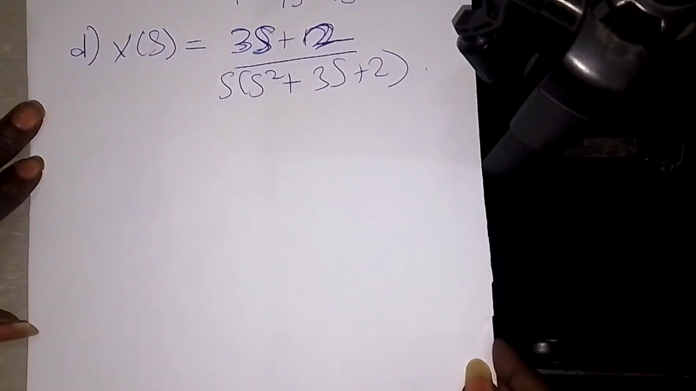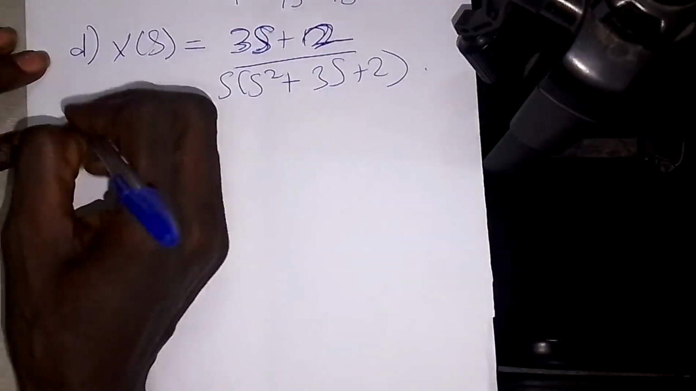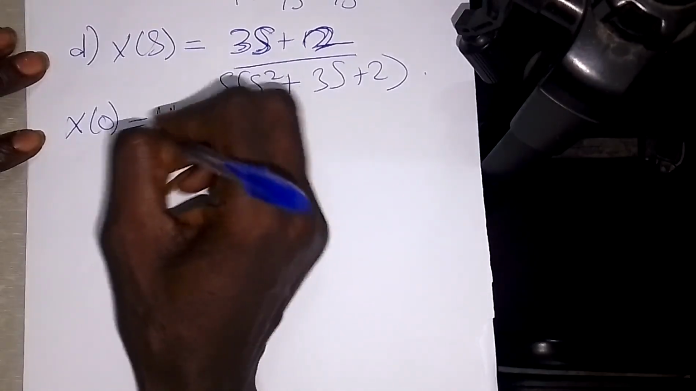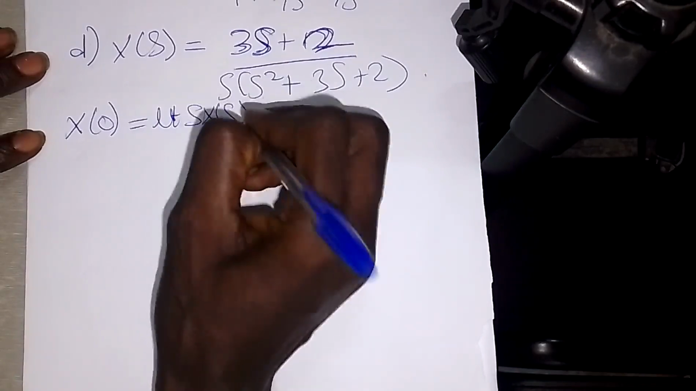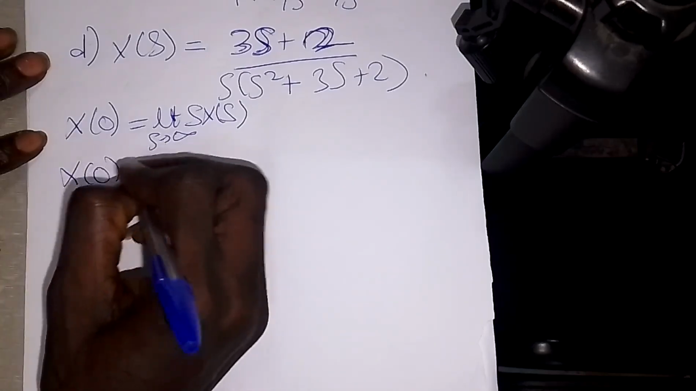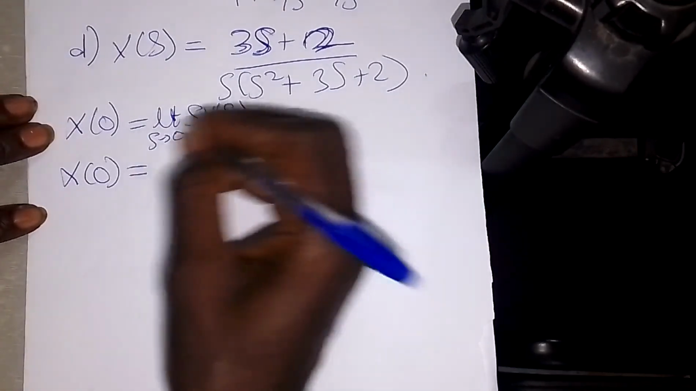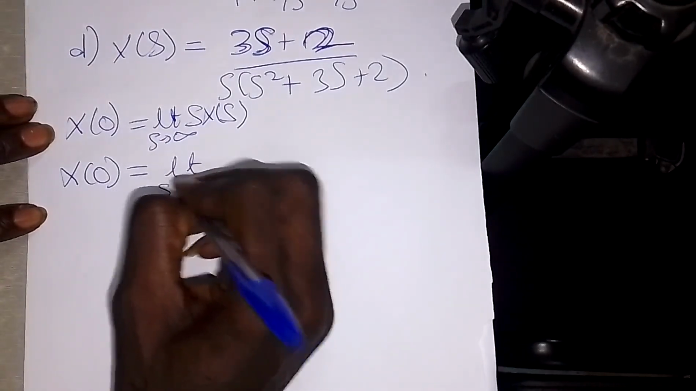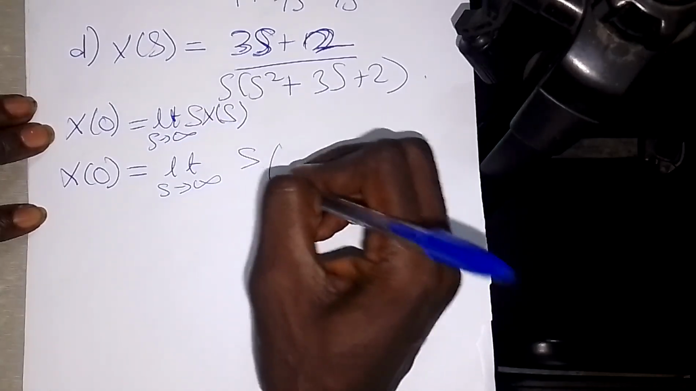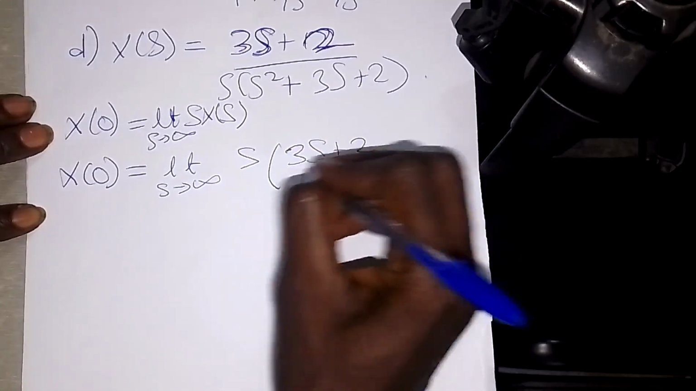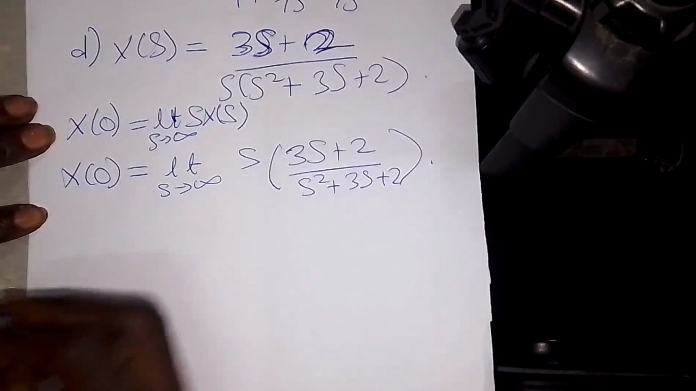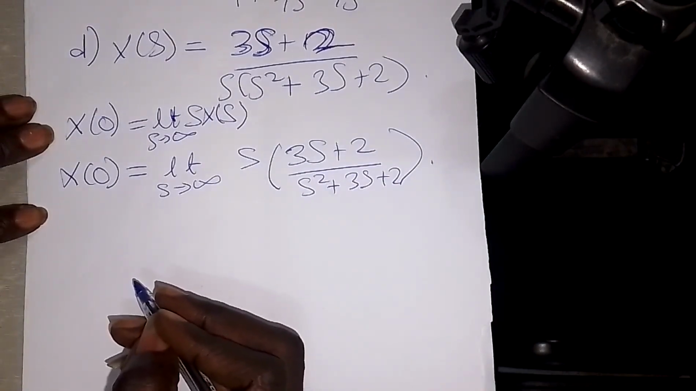Now if we have that there, I know the initial value theorem: x of 0 is equal to the limit as s approaches infinity of s times x of s. So x of 0 is equal to the limit as s approaches infinity; I'm going to multiply through by s. So there, s times 3s plus 2 over s squared plus 3s plus 2.